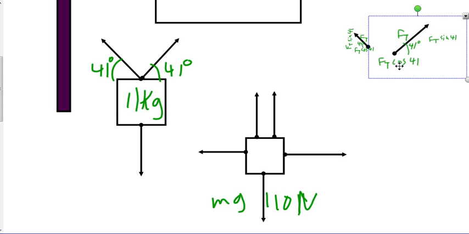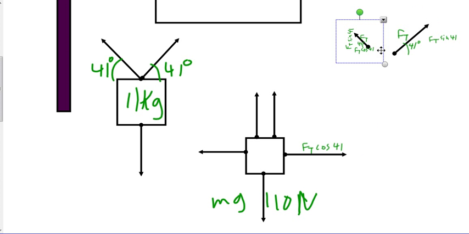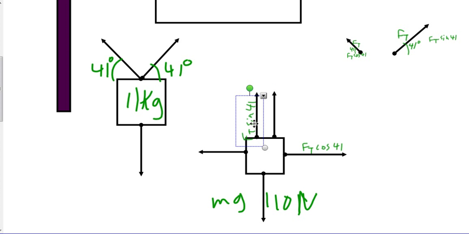And these, actually let me ungroup now. This will be Ft cosine theta. This one will go there. And this one goes there.